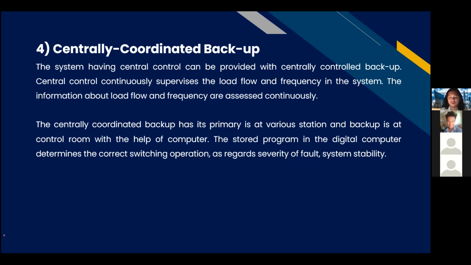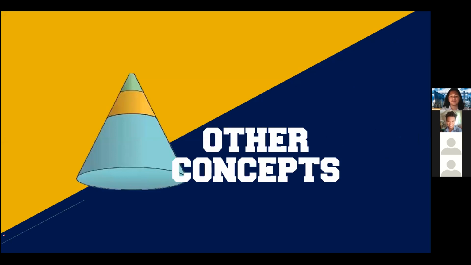The main protection at various stations and backup protection for all stations is at the Central Control Center. The centrally coordinated backup has its primary at the various stations and the backup is at the control room with the help of a computer. The stored program in the digital computer determines the correct switching operation as regards severity of fault and system stability. And that's all for the topic on the working principle and types of backup protection.